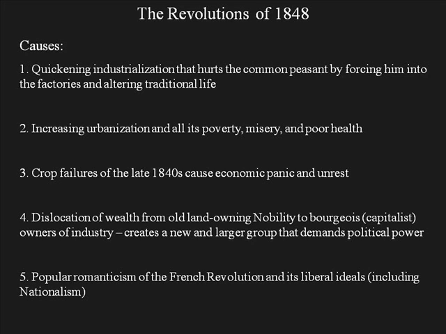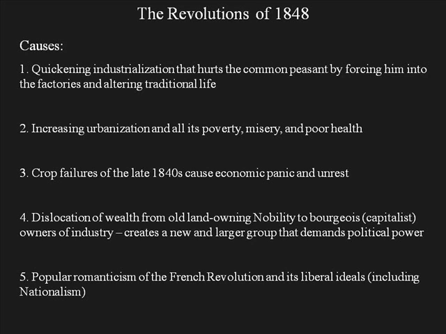Industrialization was also harming the traditional farming life that Europeans and most world peoples had lived for thousands and thousands and thousands of years. This is a new method of work. This is a new kind of reality. And people struggled with it, and we talked about that last time also.